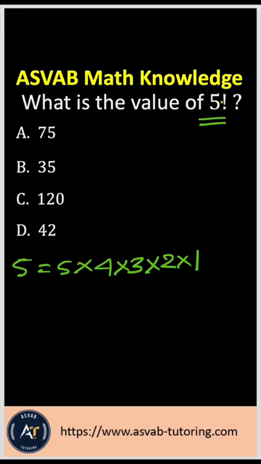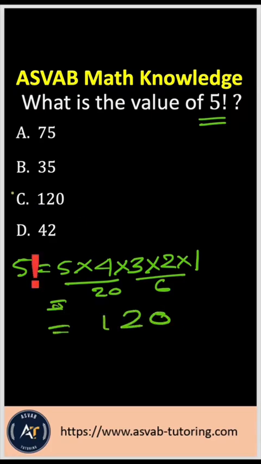Whatever factorial you have, you start with that number down to 1, and then you multiply. So 5 times 4 is 20, 3 times 2 is 6, so 20 times 6 gives you 120. So the correct answer is option C. Practice this multiple times. It will really be helpful.